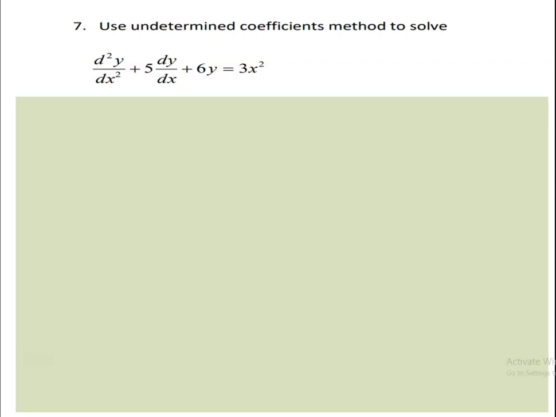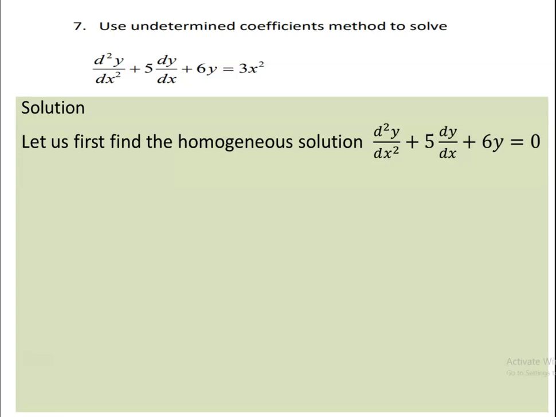So let's now directly go to the solution technique. Let's first find the homogeneous solution here. The homogeneous solution is obtained by making 3x squared 0. So we are left with this. As usual, we need to find the characteristic equation.